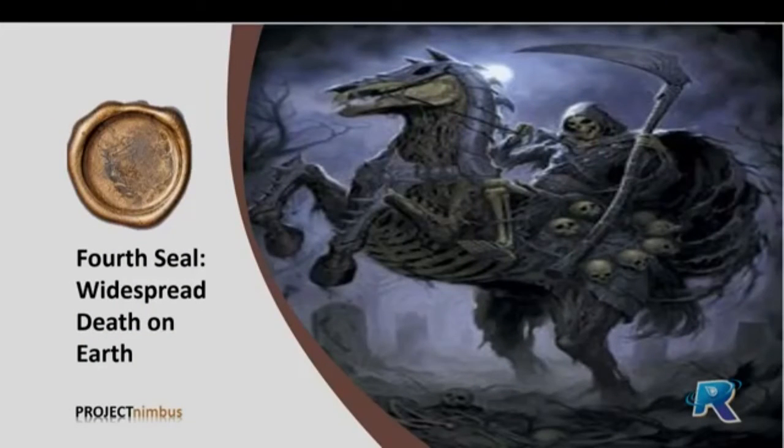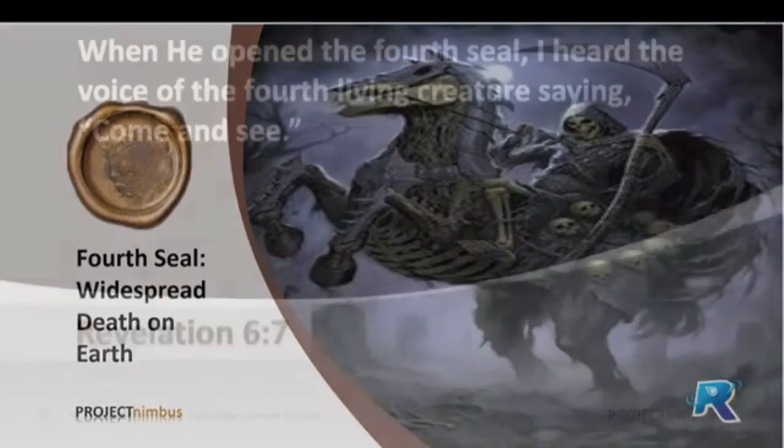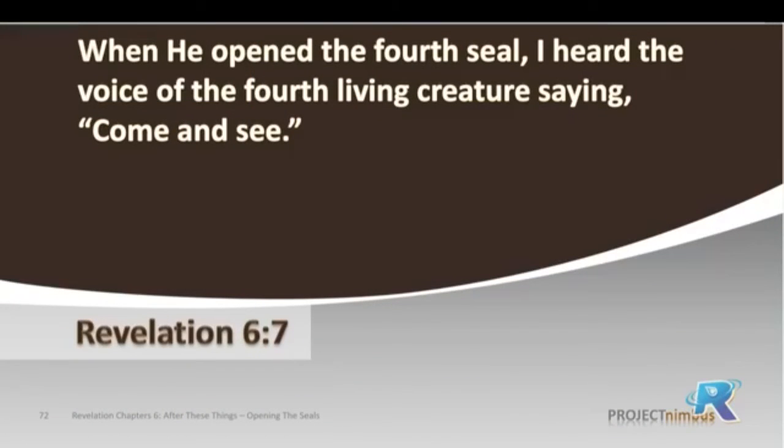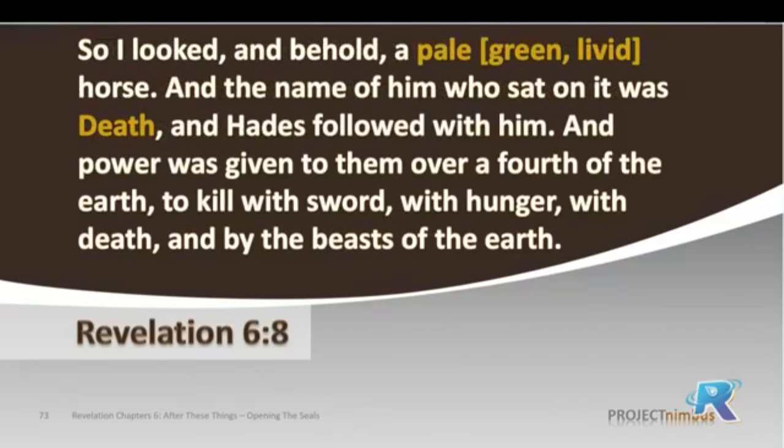Let's look at the fourth and last seal that we're going to look at this morning. Widespread death on the earth. Revelation 6:7 says, when he opened the fourth seal, I heard the voice of the fourth living creature saying, come and see. So I looked, and behold, a pale green or livid horse. And the name of him who sat on it, this is the only horse whose name we get, was Death, and Hades followed with him. And power was given to them, notice that's plural, over a fourth of the earth, to kill with sword, with hunger, with death, and by the beasts of the earth.